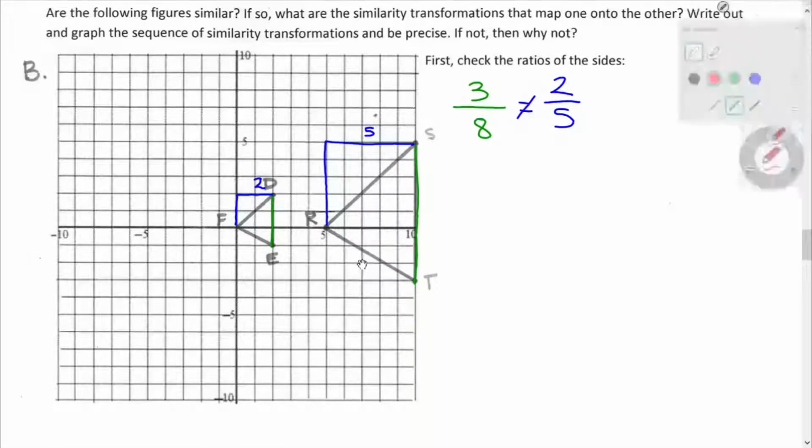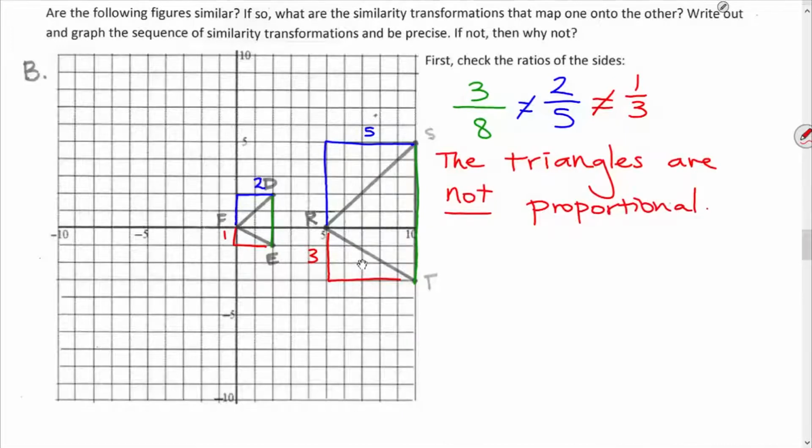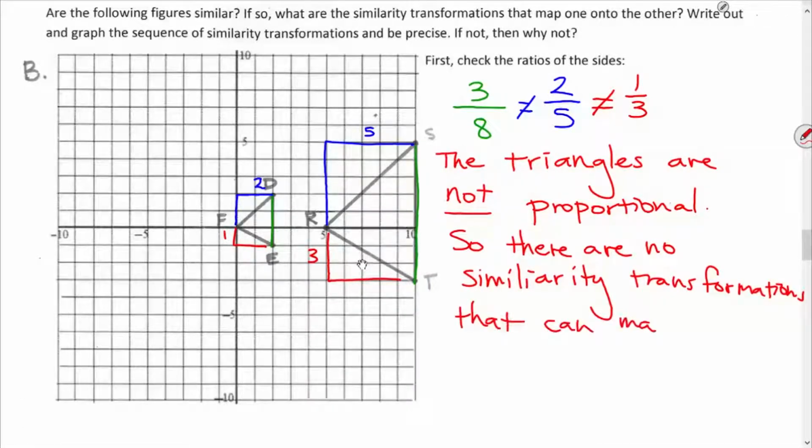And if we look at the last one, this and this, I have a 1 and a 3, and that's not the same as 1/3. And then I have a 2 and a 5, the same thing as before. So we're noticing that we're getting different ratios. And if this fails for any of them, then it's not going to be proportional. And because they're not proportional, we cannot find similarity transformations that can map one onto the other. That's what it looks like if they're not similar. So that's why you check the ratios.